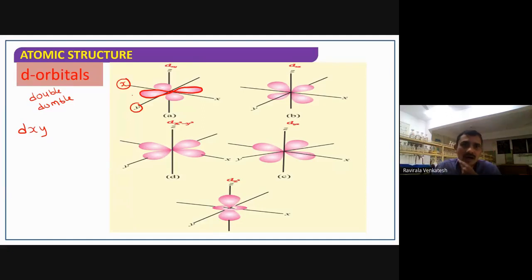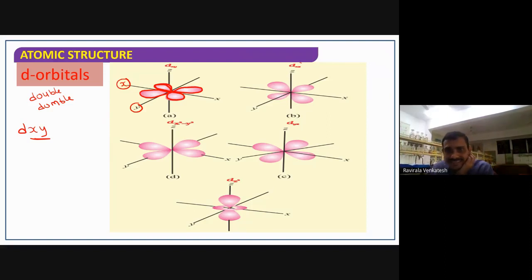The second dumbbell we have to draw slightly on the z axis, not exactly on the z axis. Draw a dumbbell shape here, slightly on the z axis, not completely. So it is a double dumbbell: one dumbbell must be between x and y, and one must be slightly on the z axis.